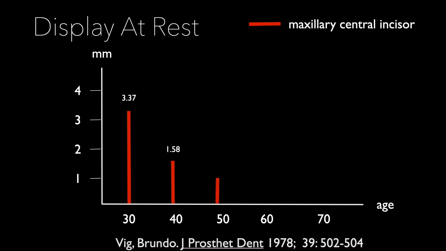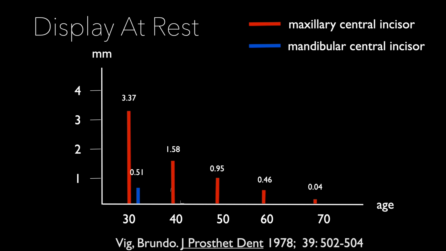This is 1978, Vig and Brundo. So this literature has been around for 44 years. 3 millimeters at 30, 1.5 millimeters by 40, barely 1 millimeter at 50, 0.5 millimeter at 60, and by 70, when a patient relaxes, they show no tooth position. Mandibular central incisor relative to the face. At 30 years old, they show 0.5 millimeter, and then it starts doubling every decade of life as a good rule of thumb.